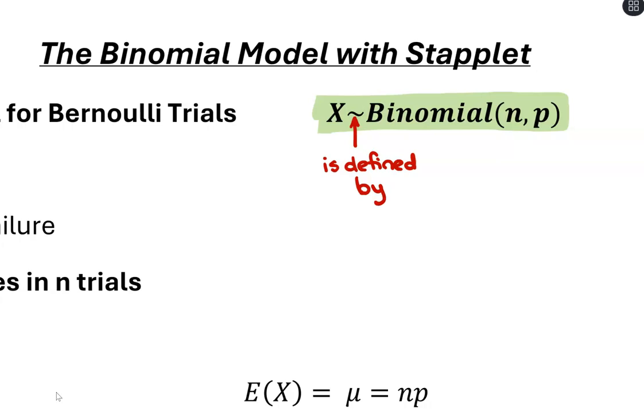And we're going to see this come up one more time when we work with normal models. We'll use this notation too. So we say X is defined by, and then we know we have a binomial model, and then we describe the value for n and the value for p, where n is our number of trials and p is our probability of success. If we have that information, binomial n and p, we can set up the entire distribution of probabilities and start calculating with Stapplet from there.